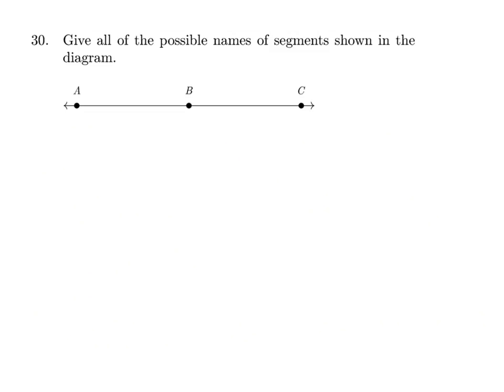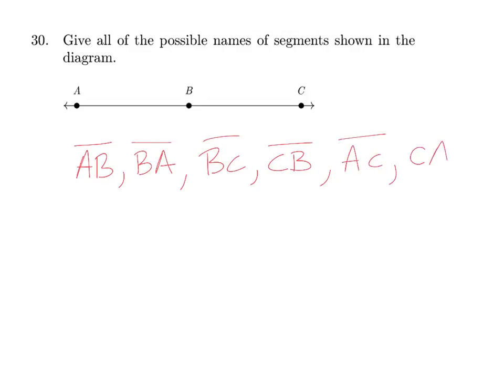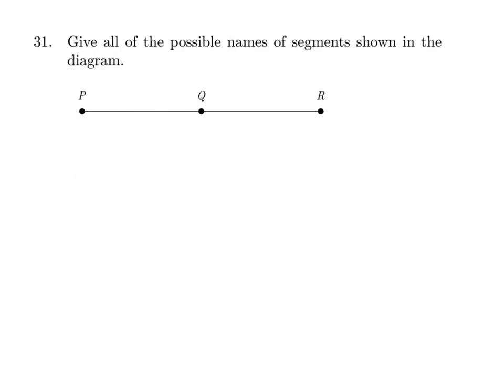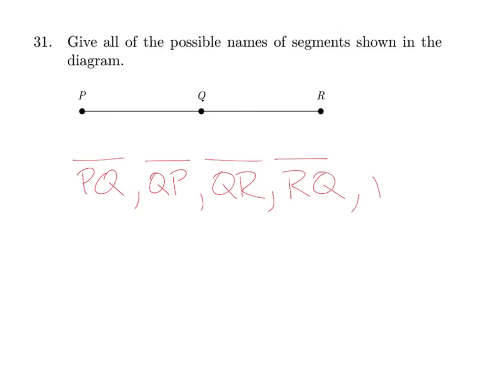All right, give all the possible names of segments shown in the diagram. Okay, I could say segment AB. I could also call it BA. I could say segment BC. I could also call it CB. And I have segment AC, which I could also call CA. Alrighty, done. Give all the possible names of segments shown in the diagram. Same thing as before, PQ or QP. Then I have QR or RQ. And then I have PR or RP.